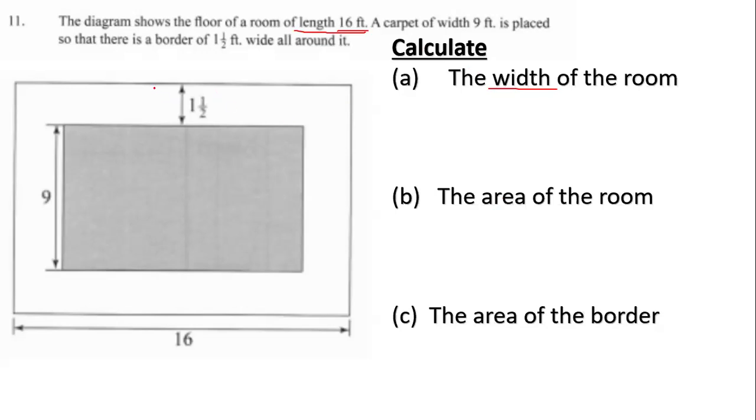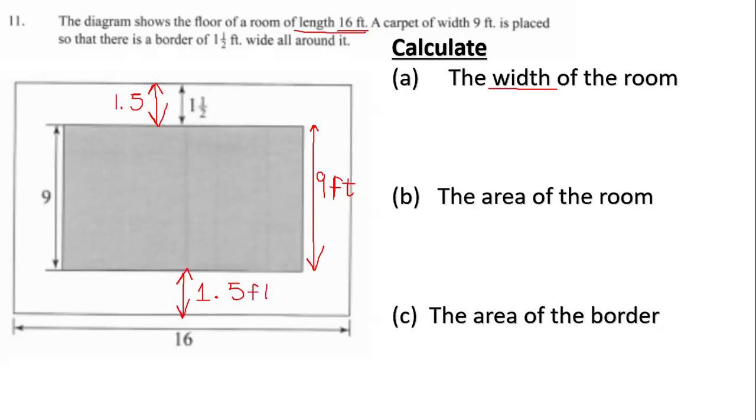What is the width? We know that this right here is 1.5, right? We also know that this here is how long? This is 9 feet. This is 9, right? What is this going to be, this part right there? That's going to be 1.5 as well. So tell me, how are we going to figure out the width of the room?